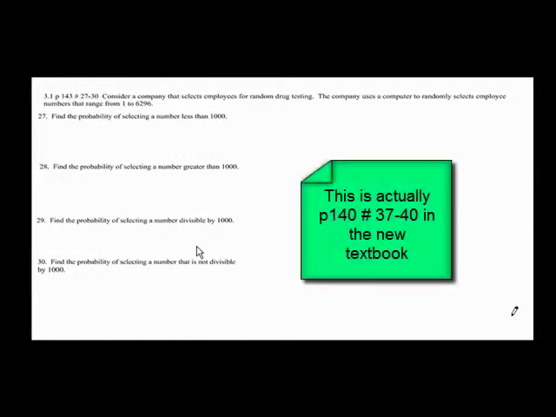This is section 3.1, page 143, numbers 27 through 30, and we're going to consider a company that selects employees for random drug testing. The company uses a computer to randomly select employee numbers that range from 1 to 6,296. So we're trying to find the probability of selecting a number less than 1,000.